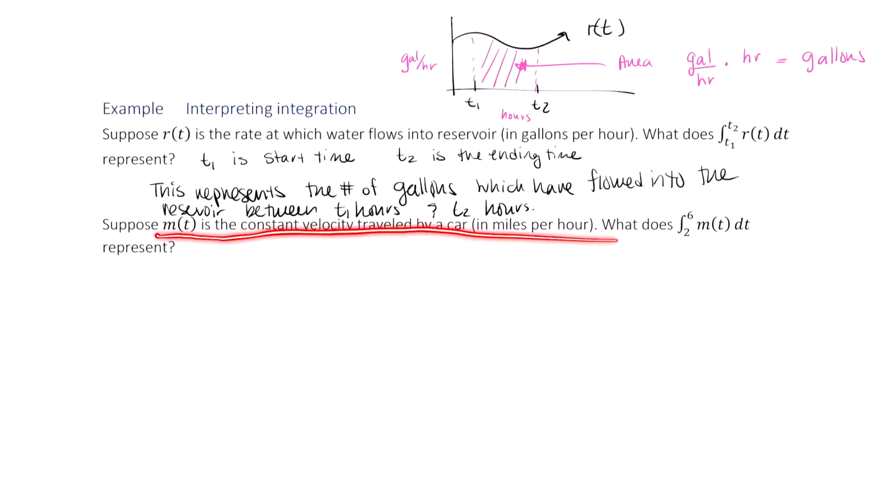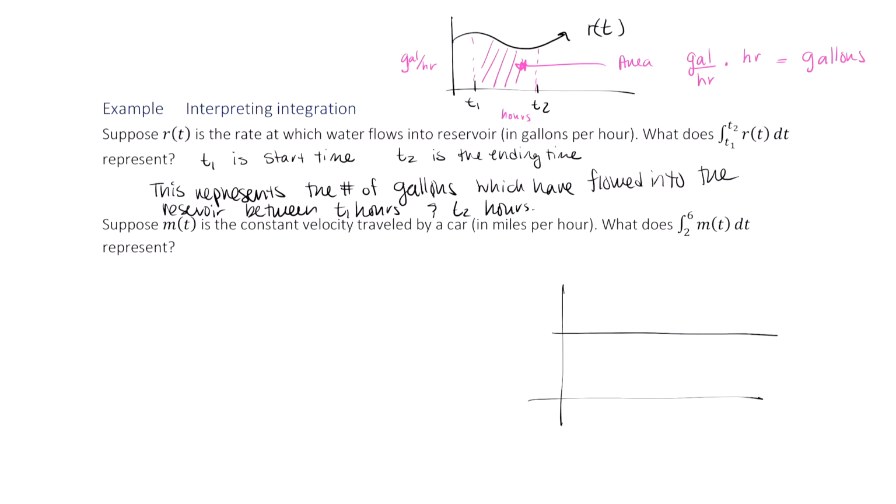Suppose m of t is the constant velocity traveled by a car in miles per hour. What does this integral represent? So again, we can draw a sketch, and this is really similar to examples we've already done about velocity, and I said it's constant. So here's m of t, and here's 2, and here's 6. And again, the car's traveling in miles per hour here, and this is time in hours.